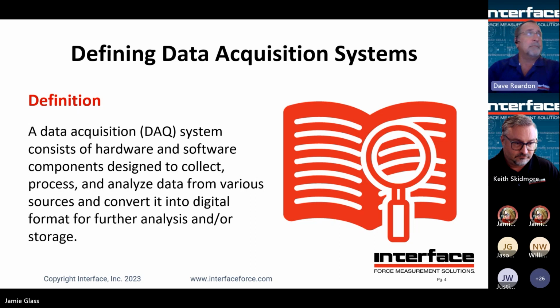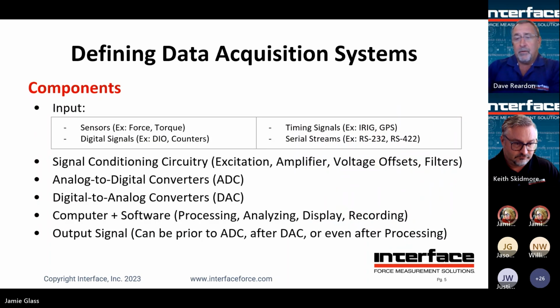Next slide. Let's see, so the different components, what makes up a data acquisition system? Obviously, the first thing you need to do is figure out what you want to record, the input. Those can be sensors such as force, torque, accelerometers, thermocouples, just about anything out there as far as sensors go. It could be digital signals such as digital I/O, counters, encoders, and such.